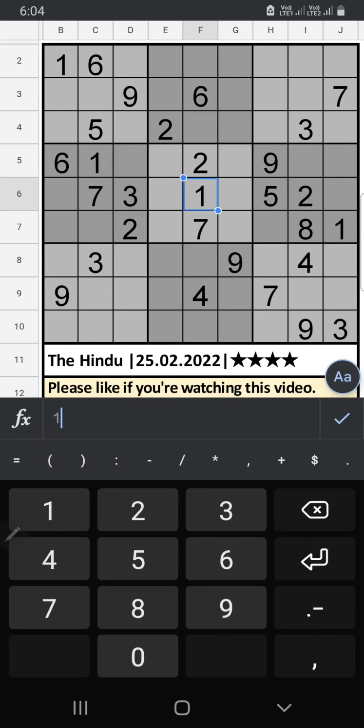Welcome to SkVm Sudoku. I'm going to solve the Hindu newspaper Sudoku puzzle on February 25, 2022, 4-star Sudoku, 6th grade.